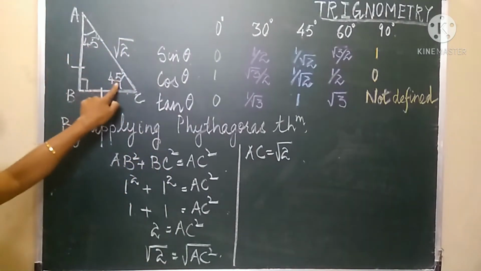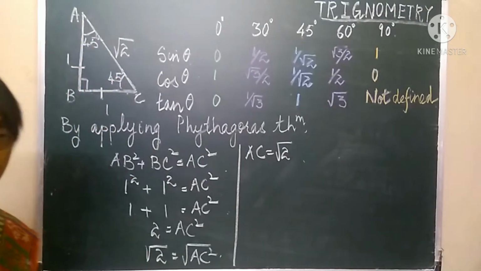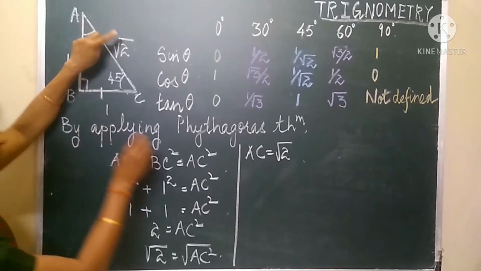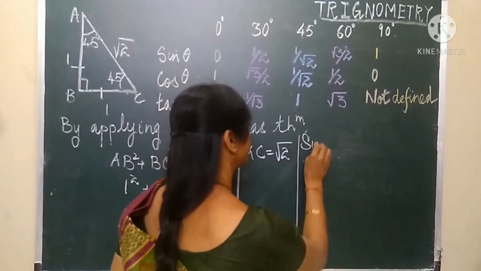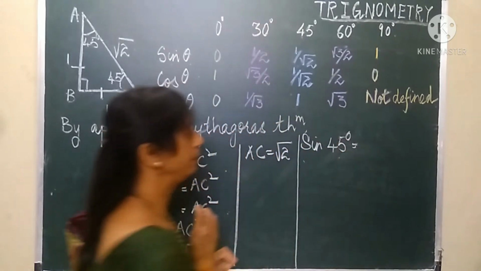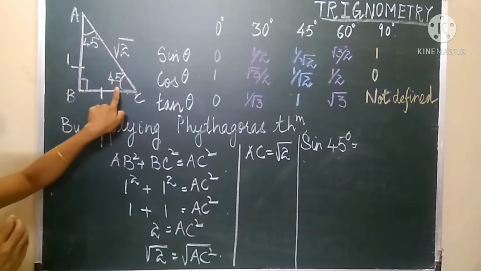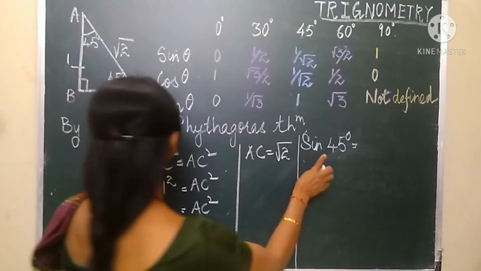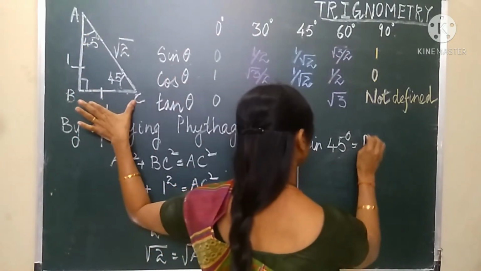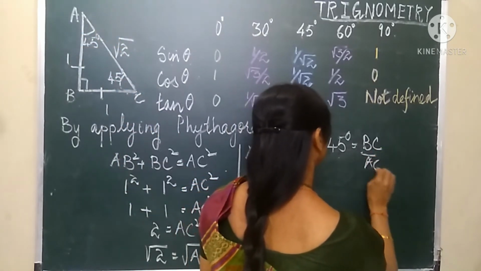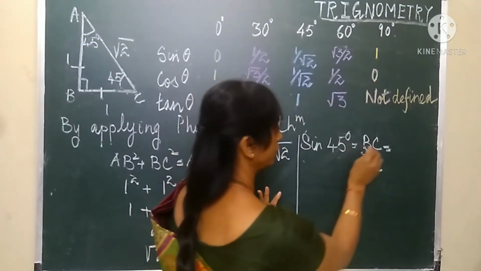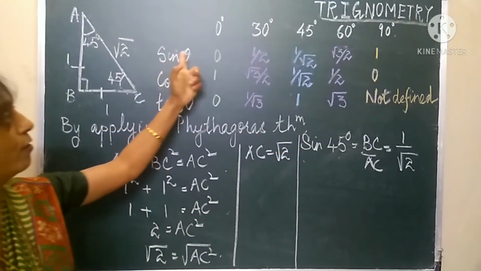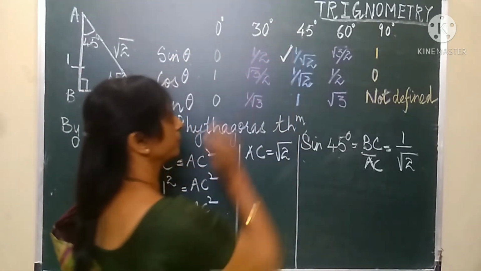Now, let's take any one acute angle. Both are 45, so the answers will be the same. Let's take any one angle. Sine of 45. What is sine? Opposite side upon hypotenuse. So sine of 45 degrees will be opposite side upon hypotenuse. Even if you consider this angle C is 45, opposite side upon hypotenuse, again 1 upon root 2. So opposite side of 45 degrees is BC, hypotenuse is AC. Let's substitute. Opposite side upon hypotenuse, BC is 1 upon hypotenuse is root 2. So sine of 45 is 1 upon root 2.